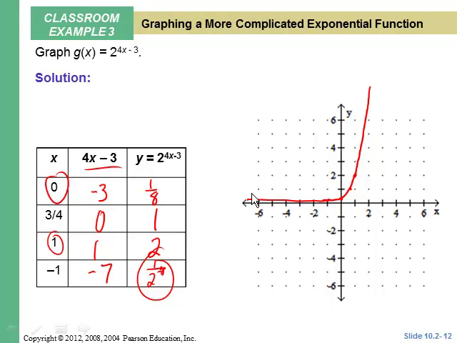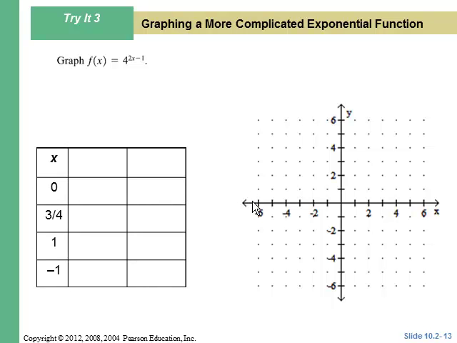Okay, you do this one. All right, so we have 2x minus 1, and then 4 to the 2x minus 1. 2 times 0 is 0, minus 1 is negative 1. 4 to the negative first is 1/4. 1/2, 2 times 1/2 is 1, minus 1 is 0. Any number to the 0th power is 1.